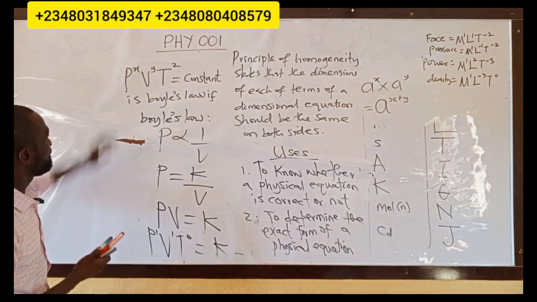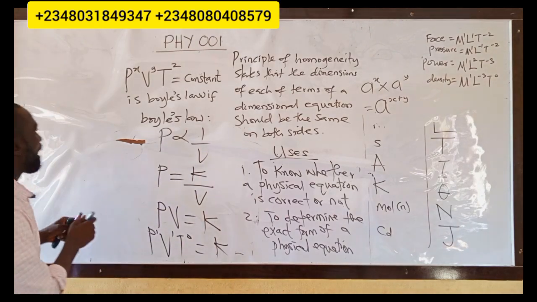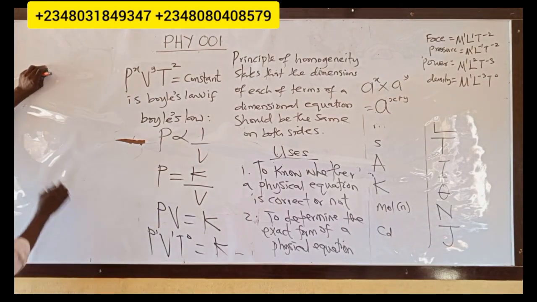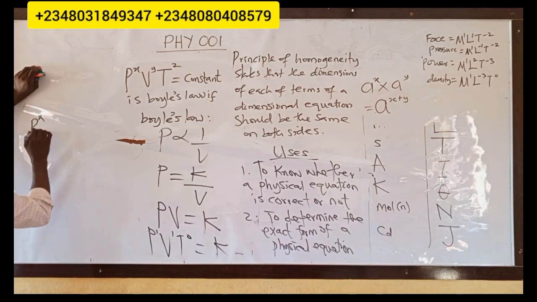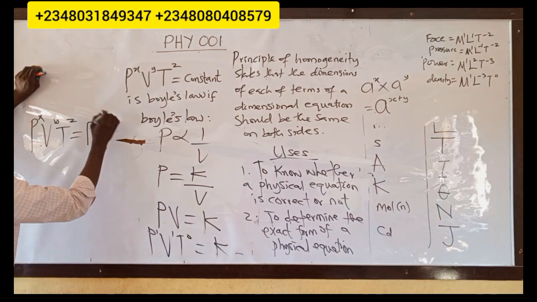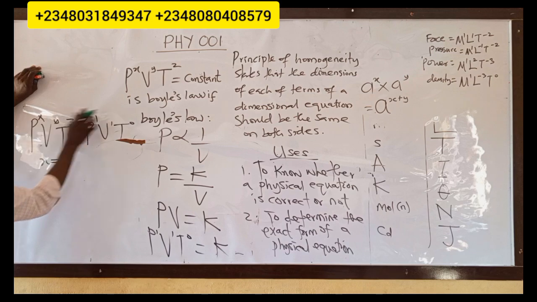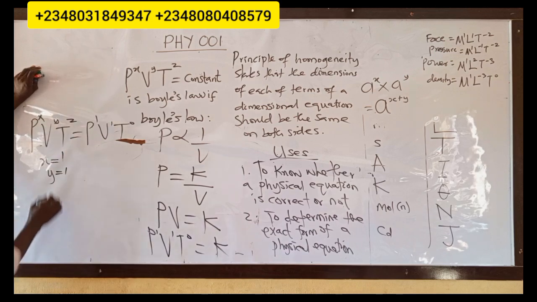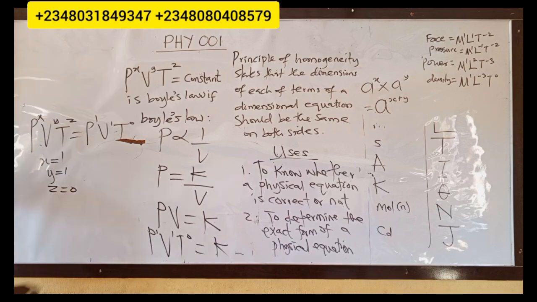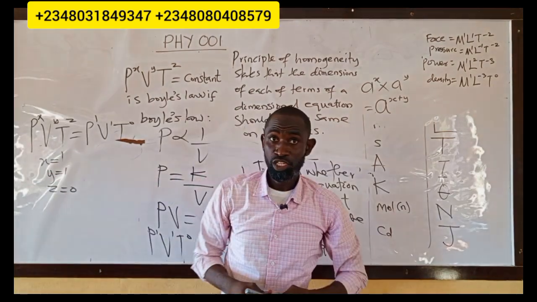I'm comparing and contrasting. P raised to power x, P raised to power 1. Let me just write it out so you understand. P raised to power x, V raised to power y, T raised to power z equals P raised to power 1, V raised to power 1, T raised to power 0. So comparing the powers, x is 1, y is 1, then z is 0. This is a unique question, the mock exam 2021, 2022.